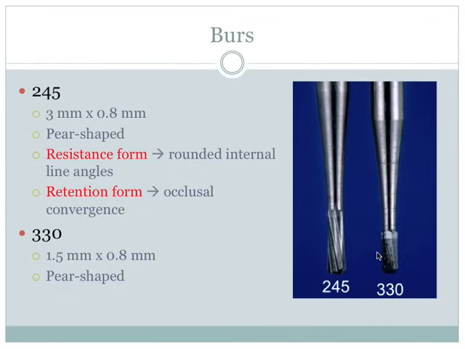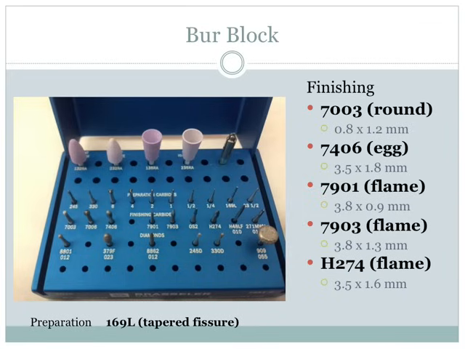330 is another burr design. It's just a smaller variety. It's not as long. Here's a bur block. It has a whole bunch of other burrs. You can see here's the 245 and the 330 we just talked about, and then there's round ones, or egg-shaped ones, footballs, flame-shaped, a whole bunch to pick from.